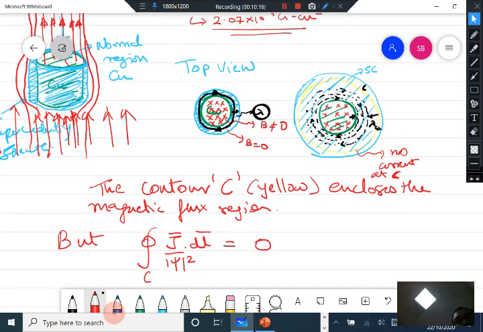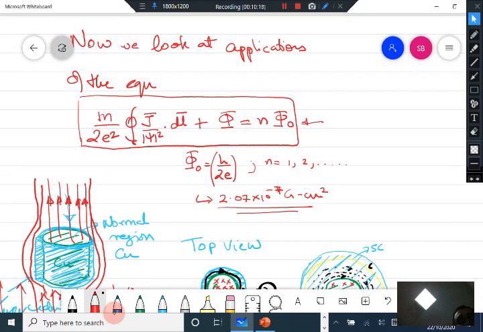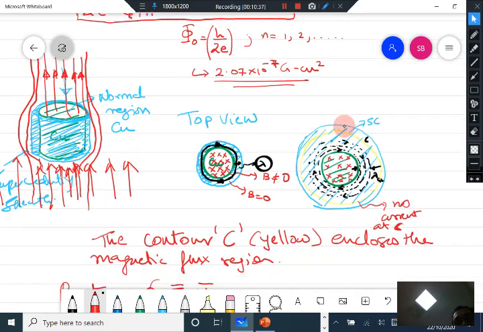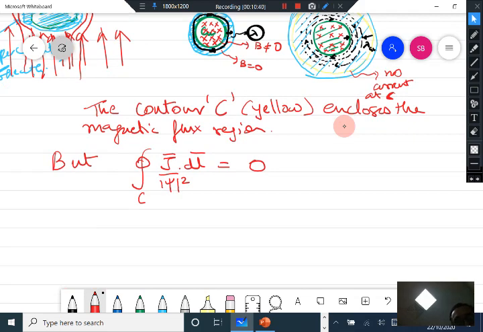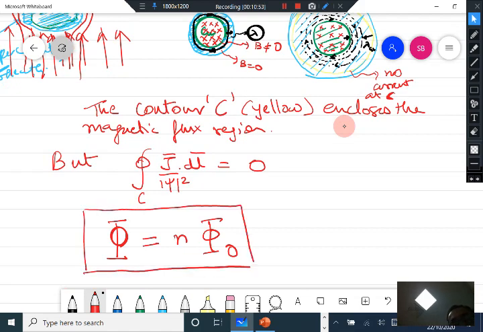So if I look at the above equation, the first term, namely this term integral j bar dot dl bar, will have no contribution, because over this yellow region there are no currents flowing. The j will be 0 at every point of the dl element. So this term will be 0, and therefore the magnetic flux which is enclosed by this contour C, inside this copper region, is just n times phi naught.